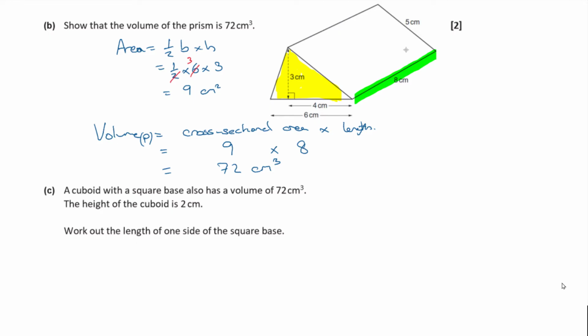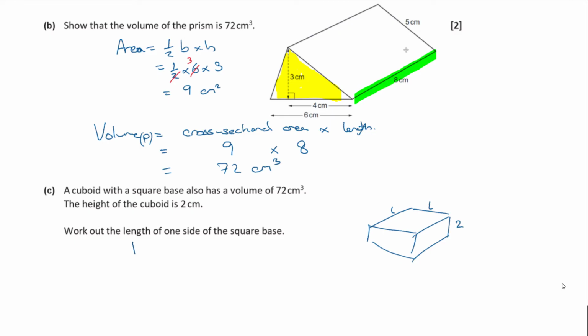Okay? And then part C says a cuboid with a square base also has a volume of 72 centimeters cubed. The height of the cuboid is 2 centimeters. Work out the length of one of the square bases. Okay, so we've got a short cuboid, which has got a height of 2, and it's got a volume. And it's a square at the top, so whatever that length is there, then that's also going to be the length there, isn't it?